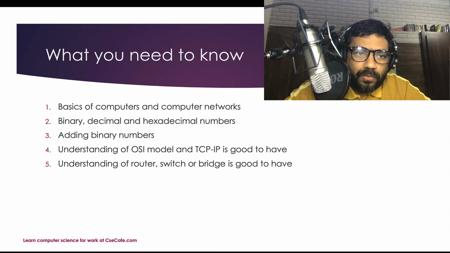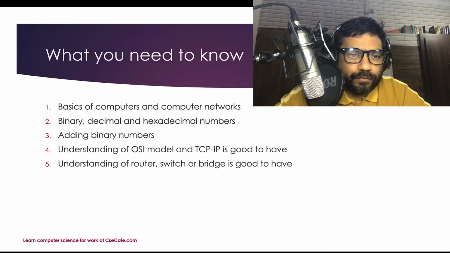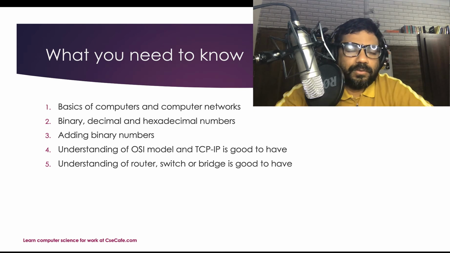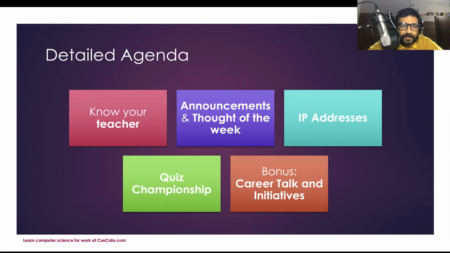What you need to know: basics of computers and computer networks, binary, decimal and hexadecimal numbers. The knowledge should be good, but it is not mandatory. Adding of binary numbers, again, that knowledge will be good. Understanding of the OSI model and TCP/IP is good to have, and understanding of router, switch, bridge and all are also good to have. But don't worry if you don't know any of these things. You can let me know, and as part of our Computer Science Connect, I'll be taking sessions on those topics. So do let me know whatever topics you are not familiar with and would like me to take a session on. And so this is our agenda for today.